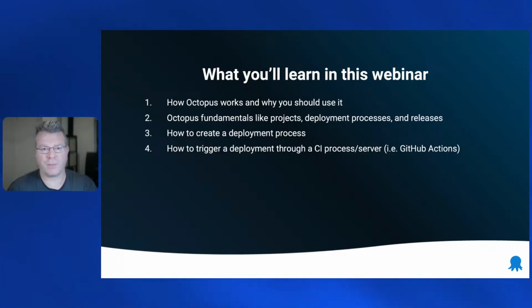We'll show you how to create a deployment process. There's a mechanism of doing this in Octopus, so I'll show you how to do that. And then we'll show you how you can trigger a deployment process through a CI process or server. So CI, or continuous integration, is the mechanism by which you continually build and test code. It's typically how you start a run within a pipeline. And we integrate with all kinds of CI products, and we'll show you how to kick off one in the context of GitHub and GitHub Actions.